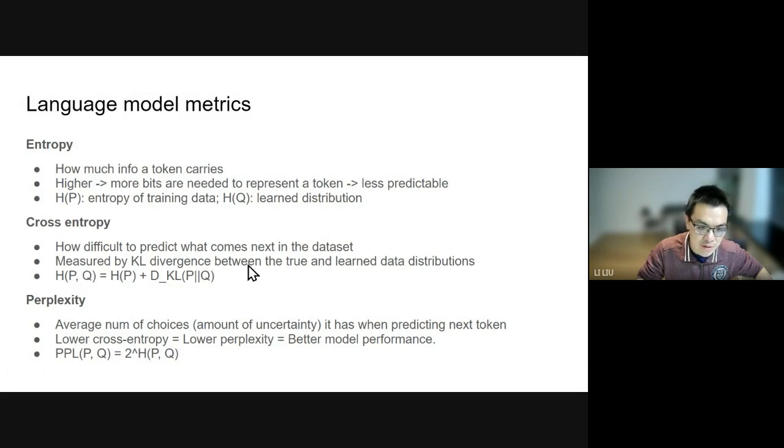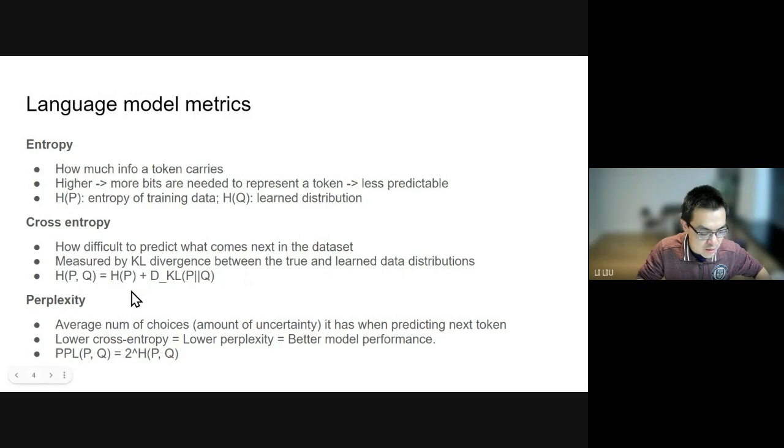But if not, if the model is not really learning a lot from the training data, there's a lot of uncertainty and it's difficult for the model to know what comes next. So the answer will be less predictable.